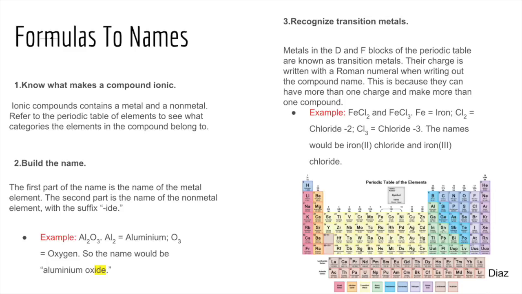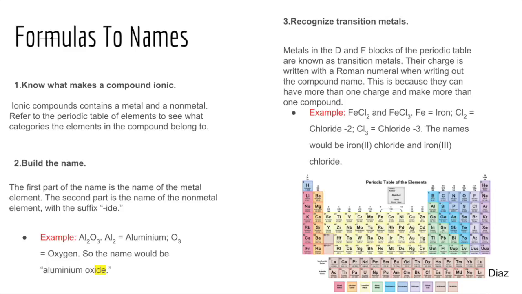For example, Al2O3. Aluminum and oxygen, right? So the name would be aluminum oxide.